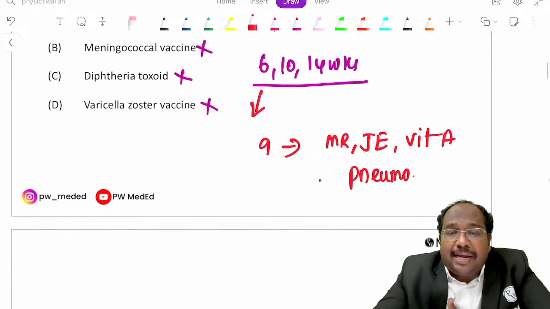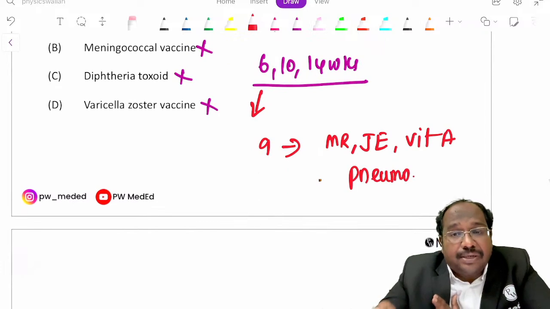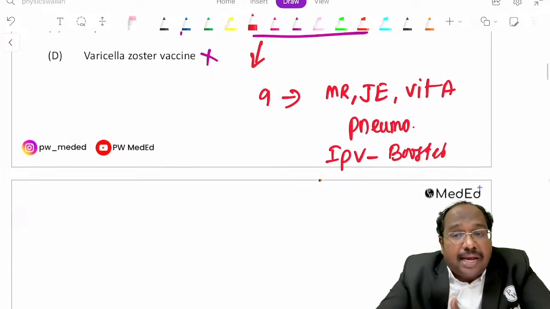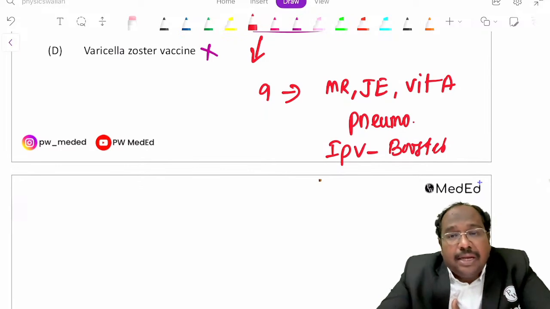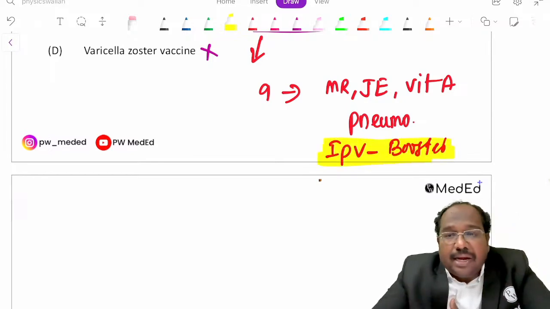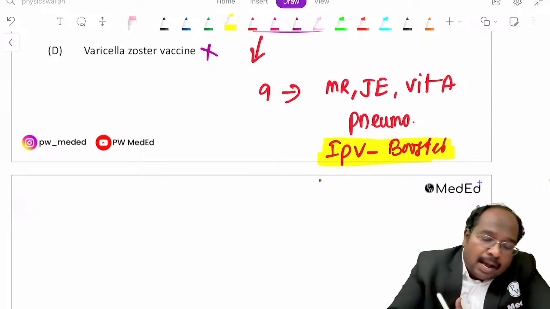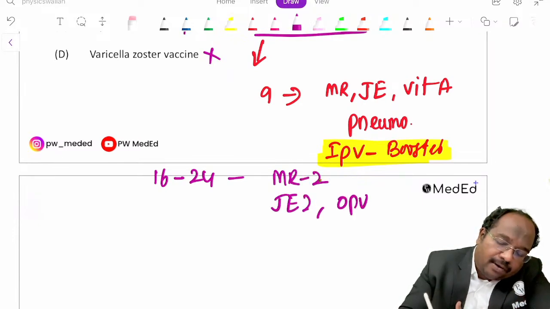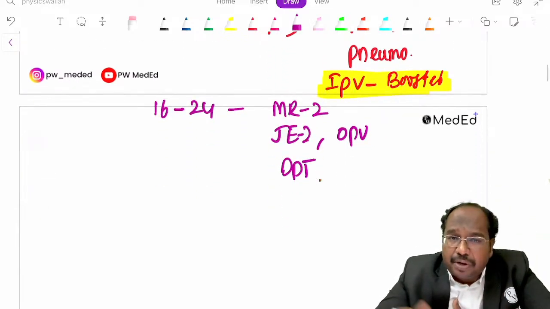Now the guideline says that if the question is a very updated question, even IPV has a booster dose that we give at 9 months. The question very specifically says this is an INI exam and they are talking about updates, so we have to be updated. If they ask you this way, this is the IPV booster dose we are giving at 9 months. Now again, 16 to 24 months, what will we give? MR2, JE2, OPV, and DPT.